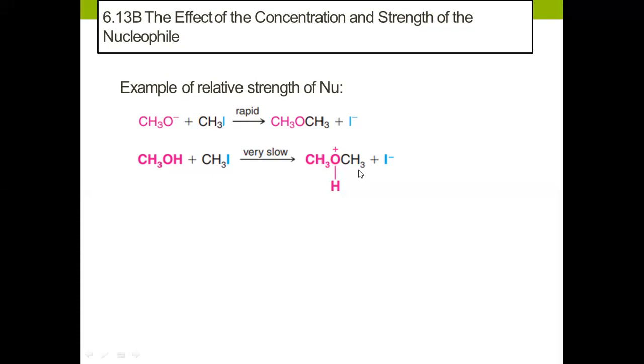Okay, back to the discussion. And the second one, our nucleophile here is CH3OH. And for this reaction, it's very slow.